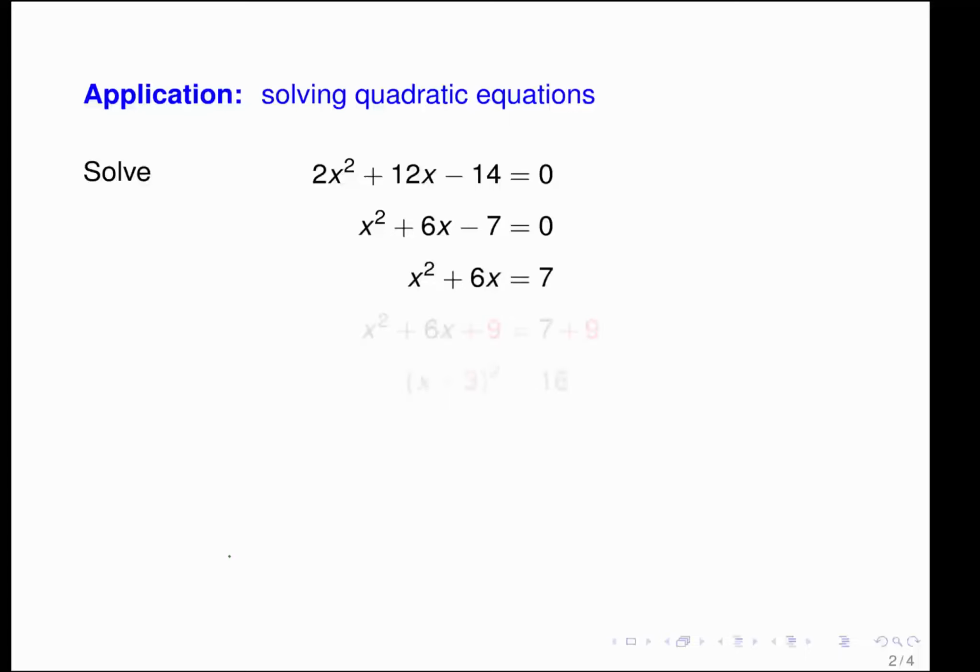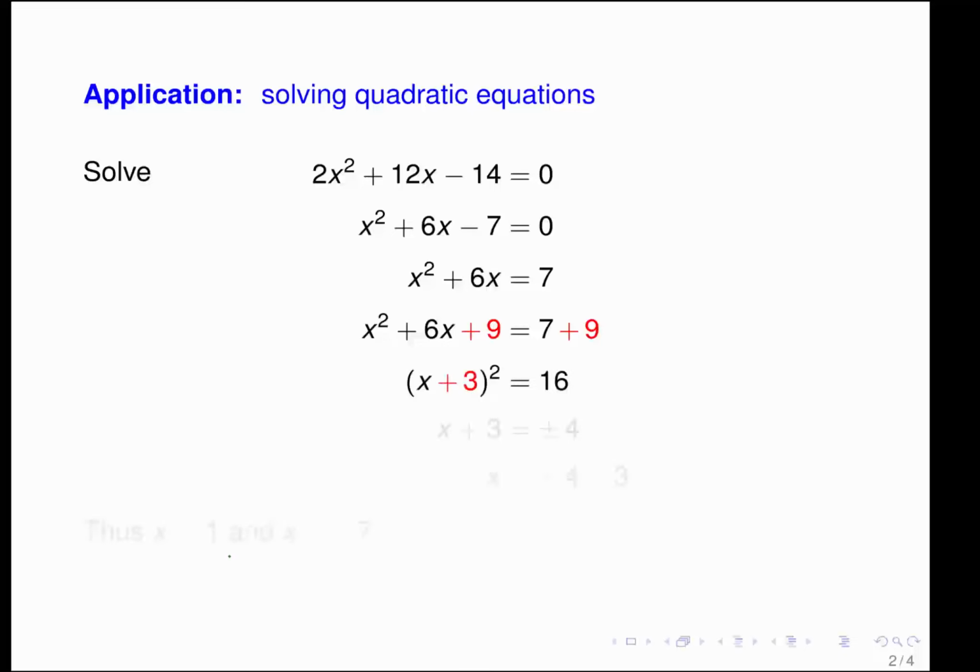We then move the constant term to the right-hand side. We now complete the square on the left-hand side. In fact, this is precisely the same quadratic on which we completed the square in the previous slide. Also note that we have added the required constant 9 to the other side of the equation too, in order to keep the equation balanced.